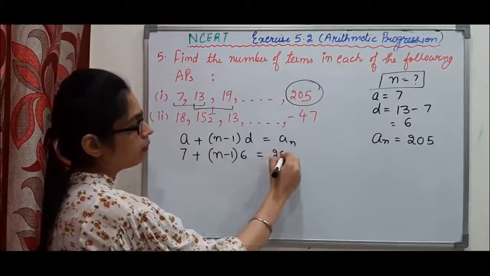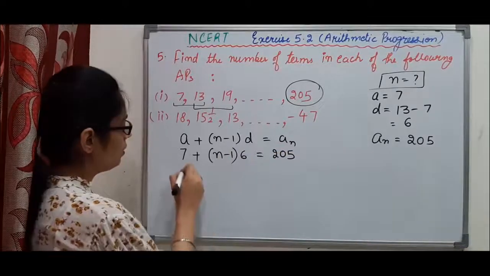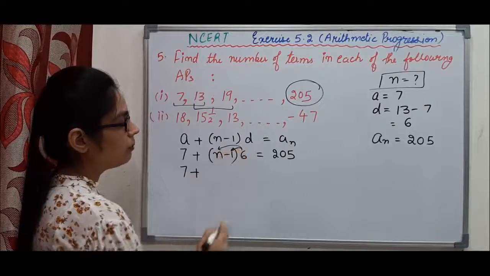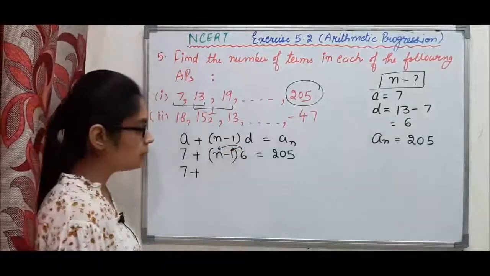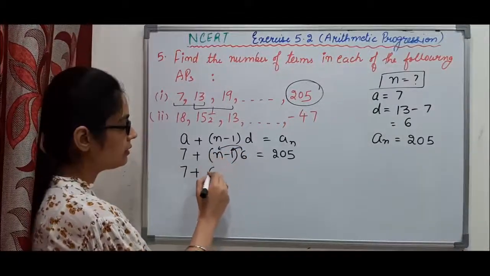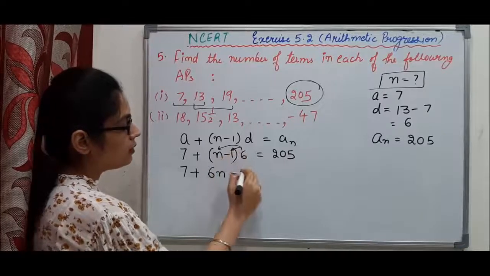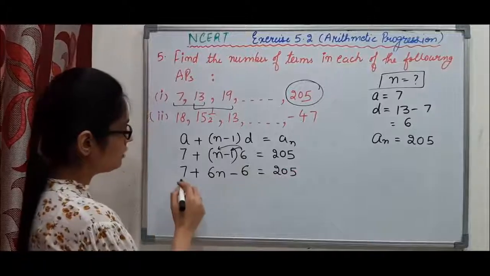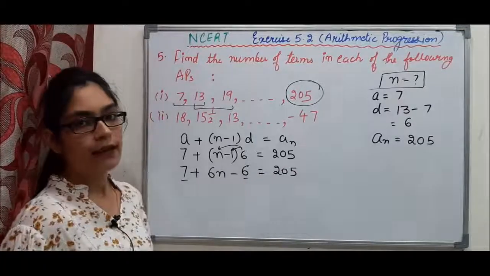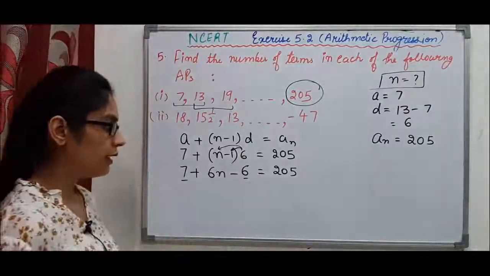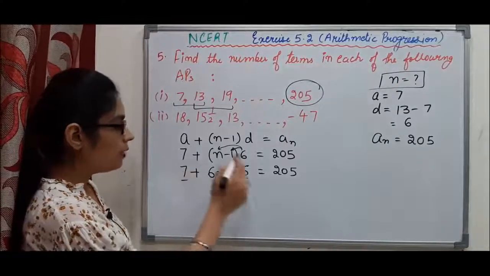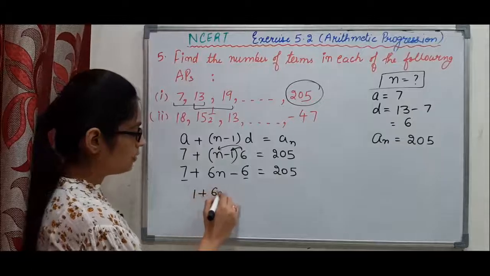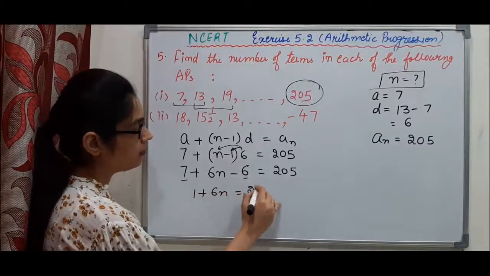An is 205. 7 plus this we can multiply. 6 is written outside the bracket, that means I have to multiply with both of the terms. 6 into n is 6n minus 6 into 1 is 6, is equal to 205. So 6 and 7, these are like terms, so they can be added or subtracted accordingly. 7 minus 6 is 1, plus 6n is equal to 205.